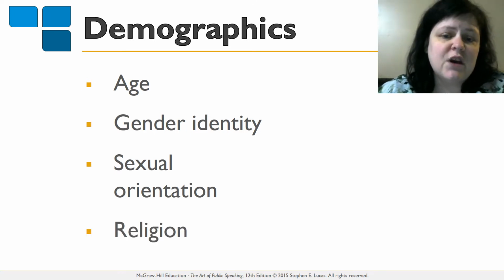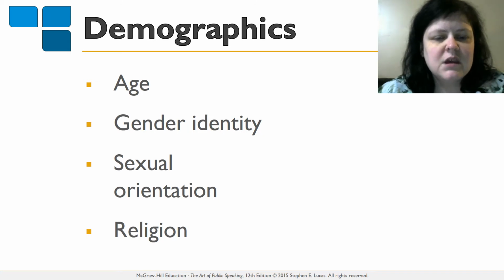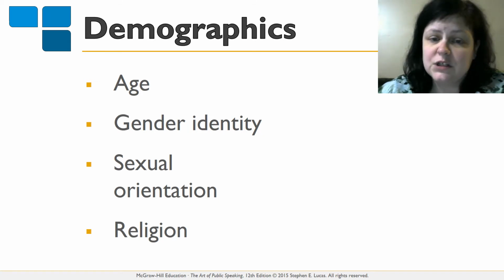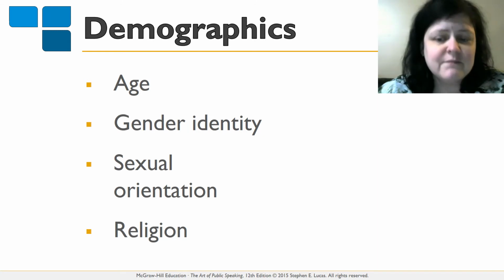The religious views of the audience need to be considered. Speakers cannot assume their religious views, whatever they may be, will be shared by all members of the audience. Failure to consider the religious views of the audience can seriously weaken a speech.